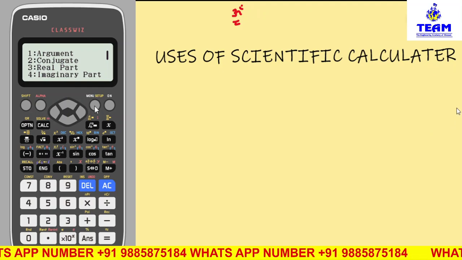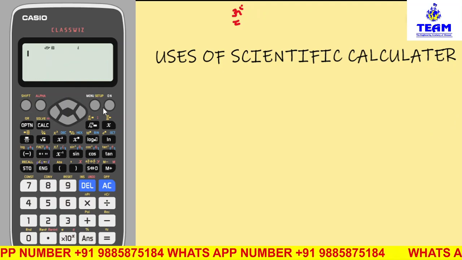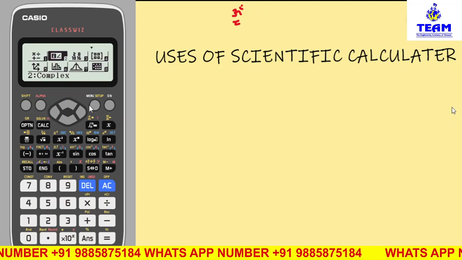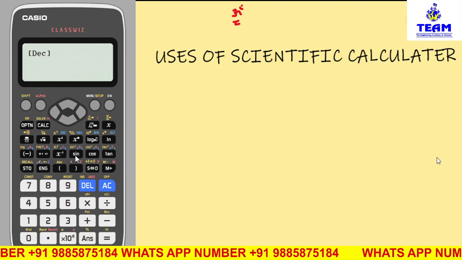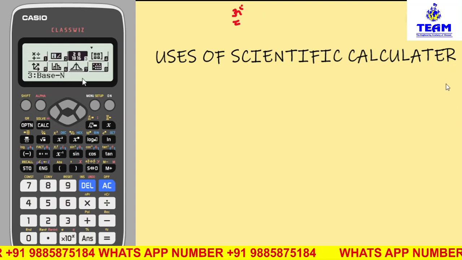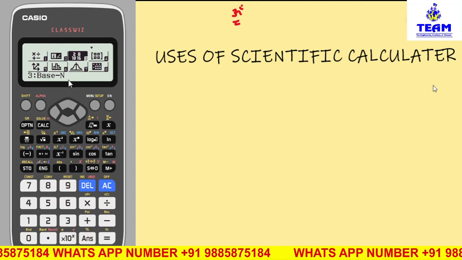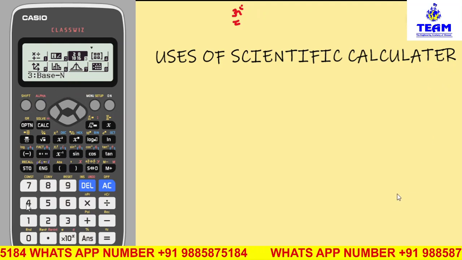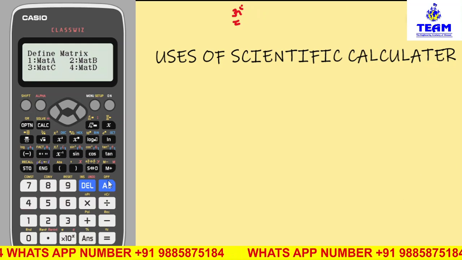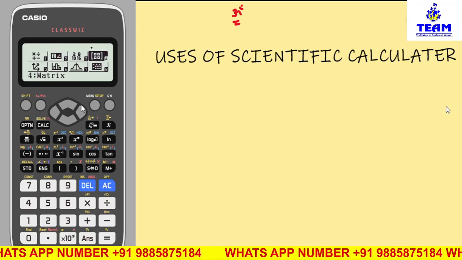Now go for AC again, menu. In this, the third option is base n. I don't have any knowledge about base n, so I am not explaining about this. Next, the fourth one is matrices.